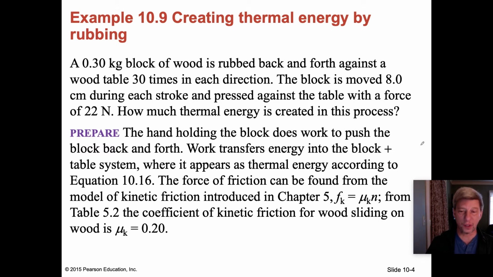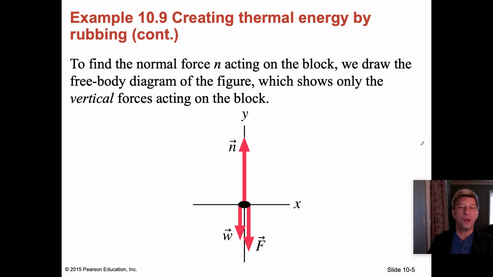The force of friction can be found from the friction formula. F sub k equals mu sub k times n, where mu sub k is the coefficient of kinetic friction and n is the normal force. And if we look up the coefficient of kinetic friction for wood on wood, we end up with 0.20 as our mu k value. Now, the next thing that we need, of course, is the normal force.